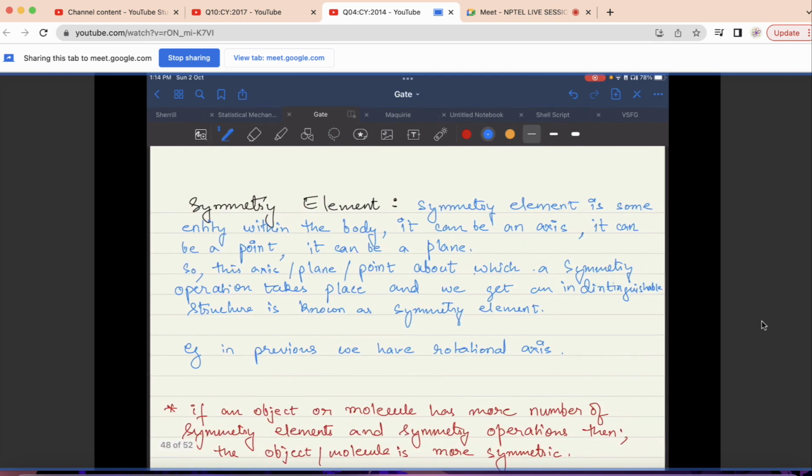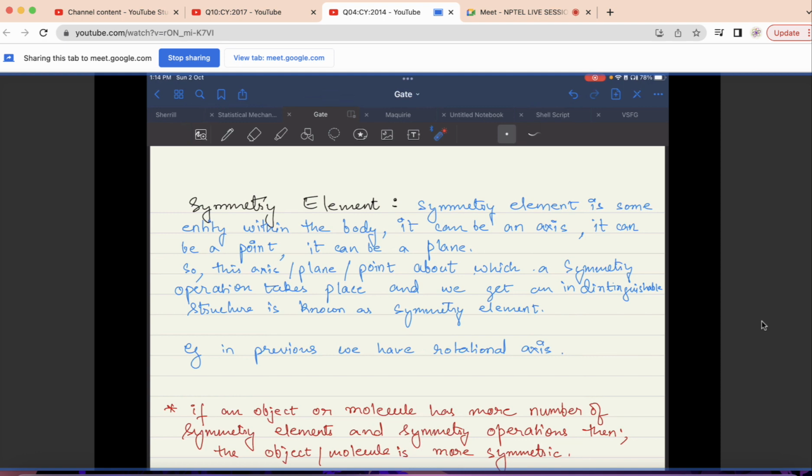Now let's move on to what symmetry elements are. A symmetry element is some entity within the body. It can be an axis, it can be a point, it can be a plane. This axis, plane or point about which a symmetry operation takes place and we get an indistinguishable structure is known as the symmetry element.